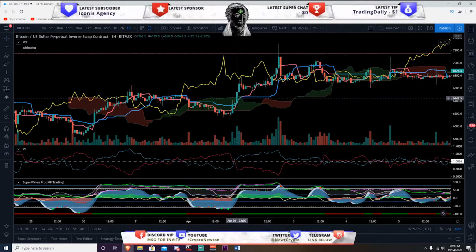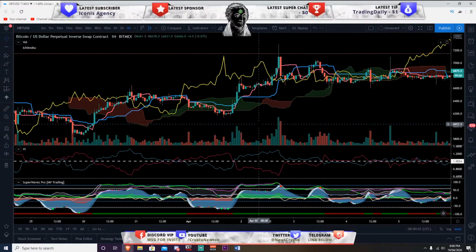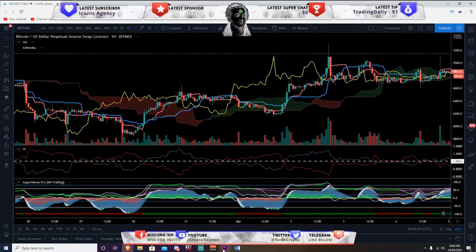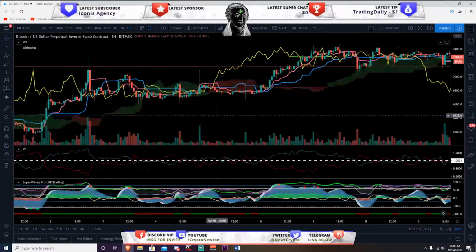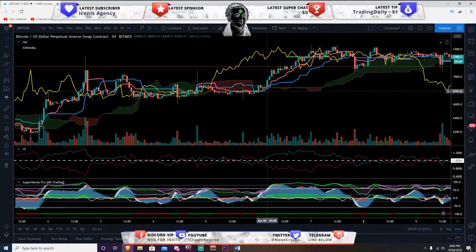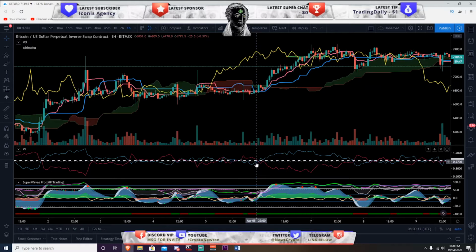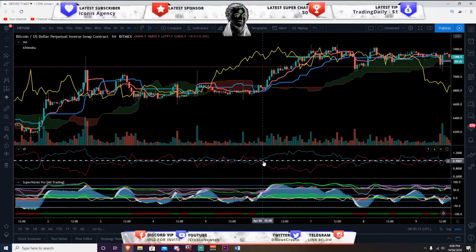Now this should be a pretty nice example here. Let's get this back up and pull this back a little bit. Before we finish off with this, let's say you entered here. You would have also looked at your vortex as well. You would have seen that before the Kumo cloud actually confirmed, you had a bullish cross on the vortex. They started to expand a little bit. They looked a little bit dodgy.